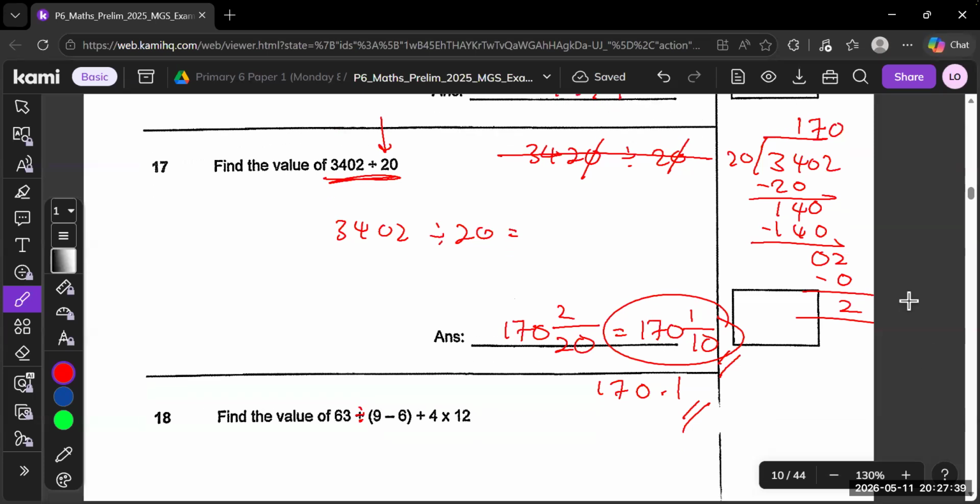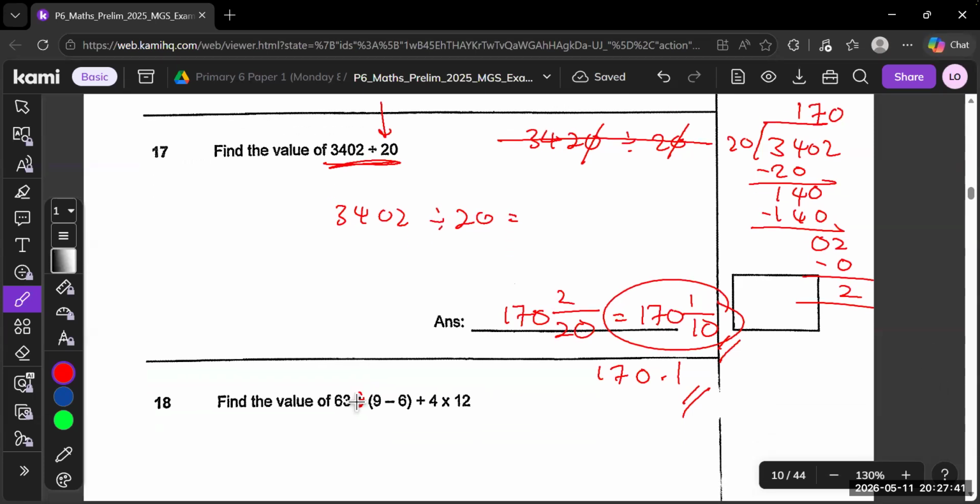Okay, let's go to the next one. Question 18. Now, the first one is a divide, not a plus. So if you got a plus, I think your answer is different. So 63 divide by, do the bracket first, then copy down everything else. Copy down everything. Don't break up the steps.